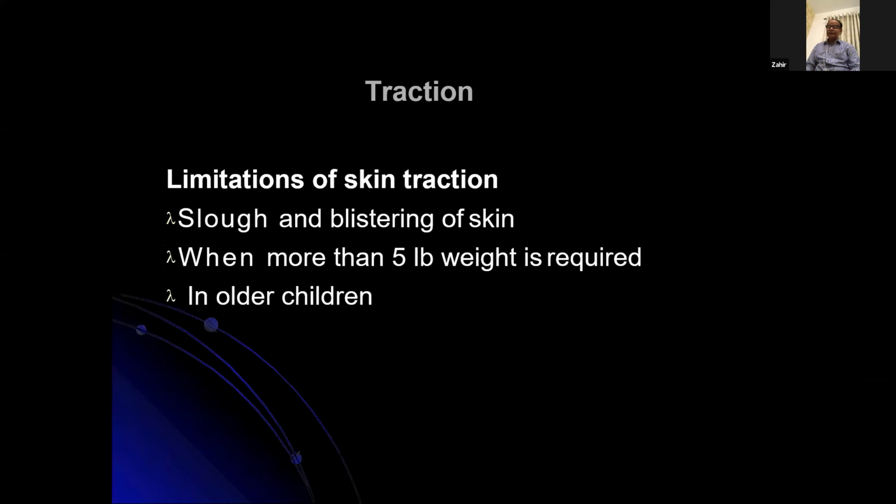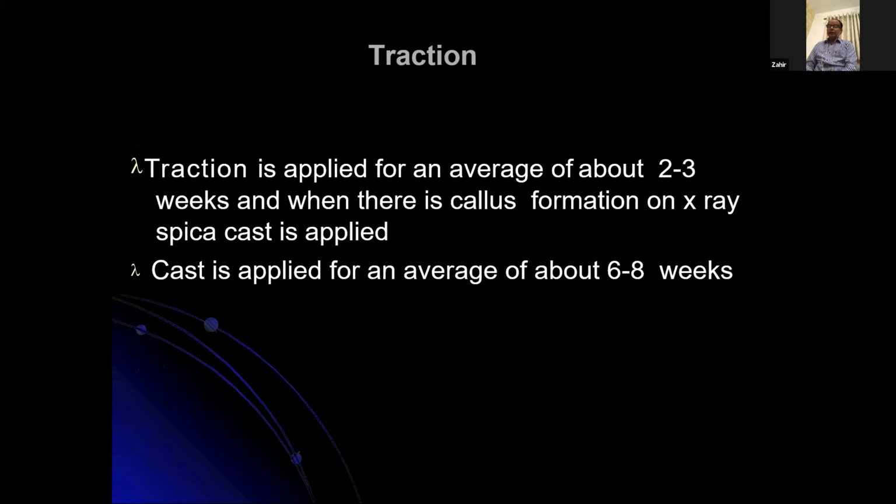There is some limitation in traction, because of slough and blister of the skin when more than 5 pounds of weight is required in older children. Traction is applied for an average of about 2 to 3 weeks, and when there is callus formation on X-ray, a hip spica cast is applied. The cast is applied for an average of 6 to 8 weeks.